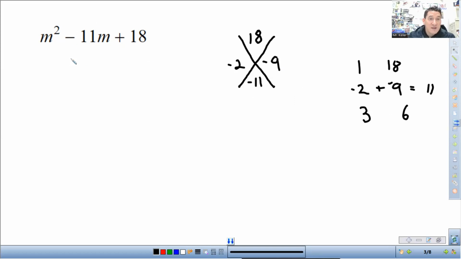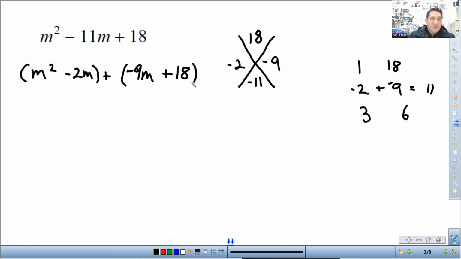So I'm going to take this negative 11 and split it up into a negative 2m plus a negative 9m, and then bring down the rest. So plus 18 and m squared. I'm going to do my factor by grouping.